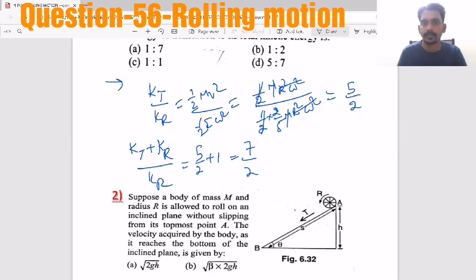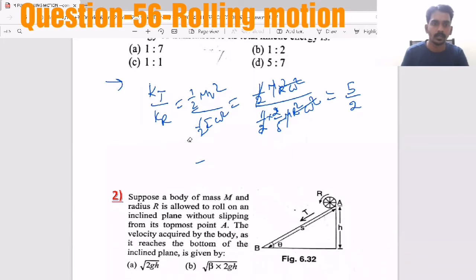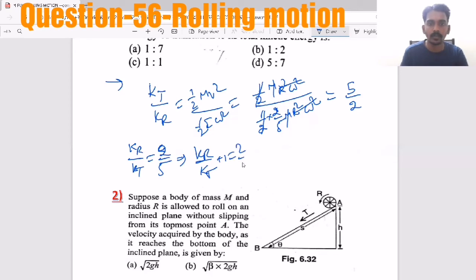No, one minute. They are asking the ratio of translational kinetic energy to rotational, so that's why we want the reverse. That means we want Kr by Kt. Kr by Kt is 2 by 5. Then you add 1 on both sides: Kr by Kt plus 1 equals 2 by 5 plus 1, which implies Kr plus Kt by Kt equals 7 by 5. So Kt by the total, if you reverse it, is 5 by 7.